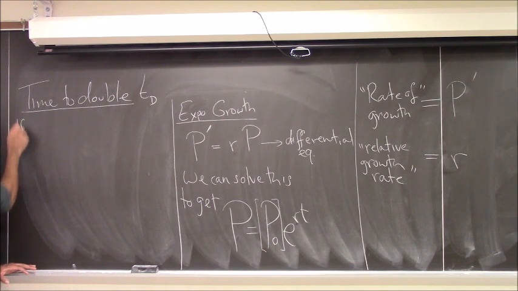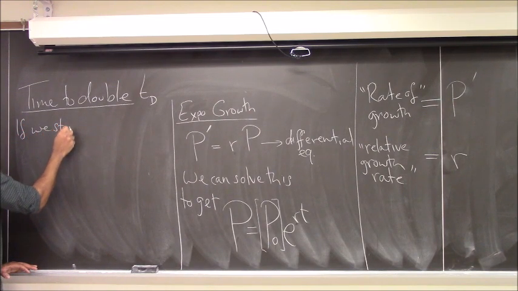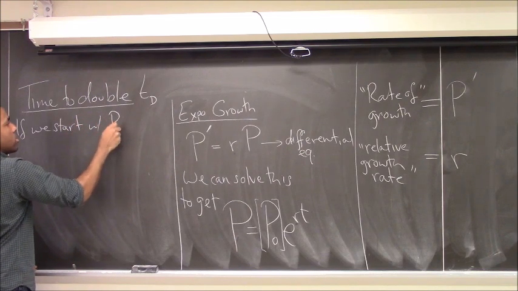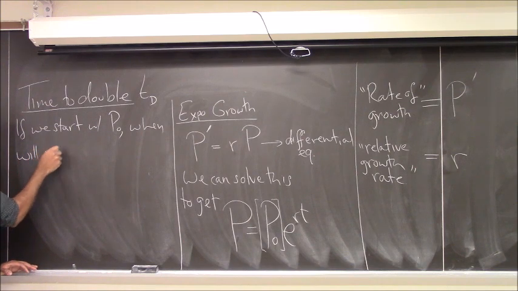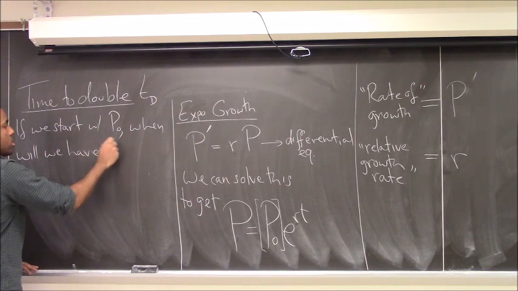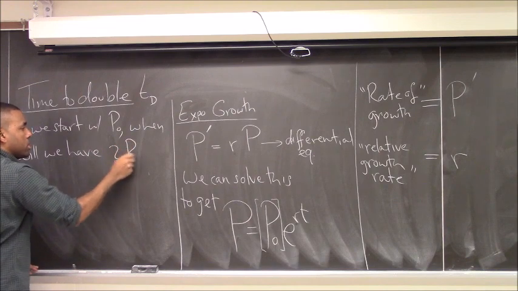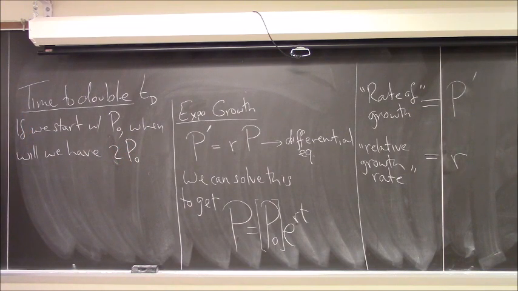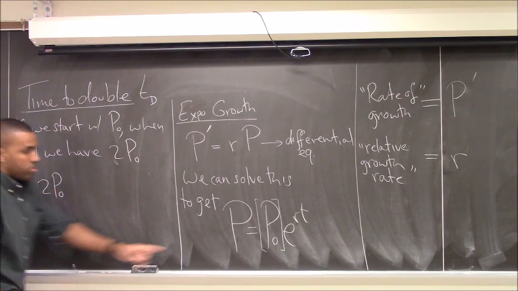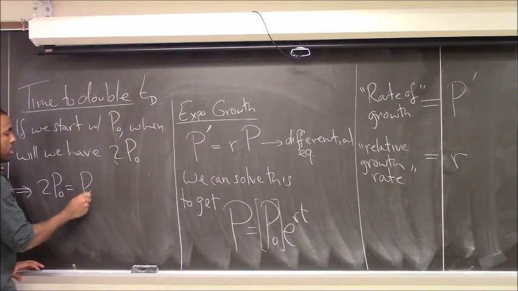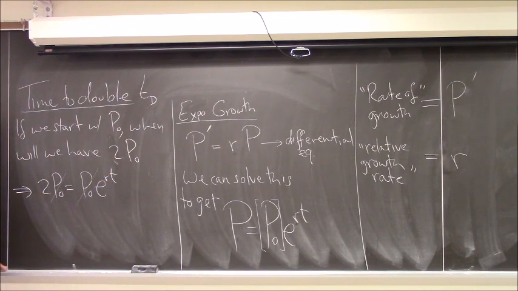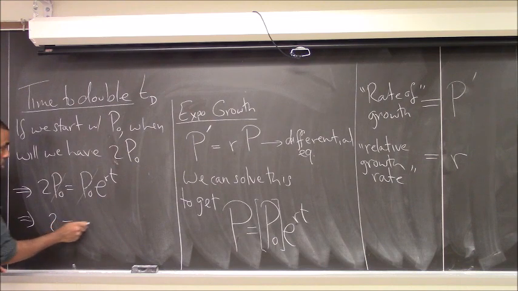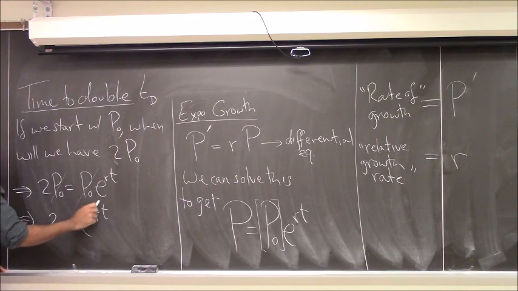So if we start with P naught, when will we have 2 times P naught? When will we have double of what we started with? And this would mean that I can set 2 P naught for the current amount, P naught for the initial amount. We can divide both sides by P naught. How would I solve that for time?